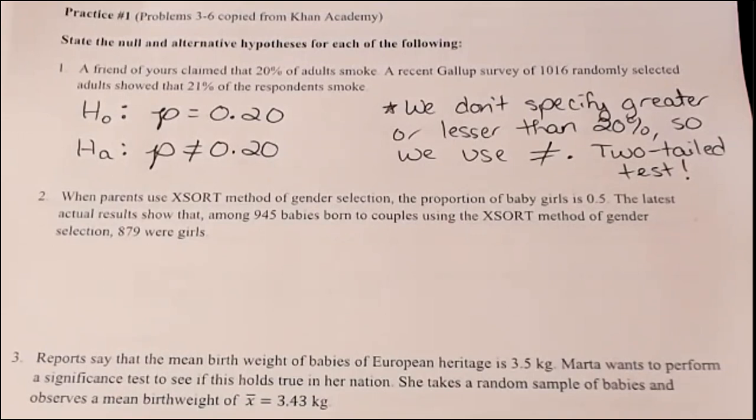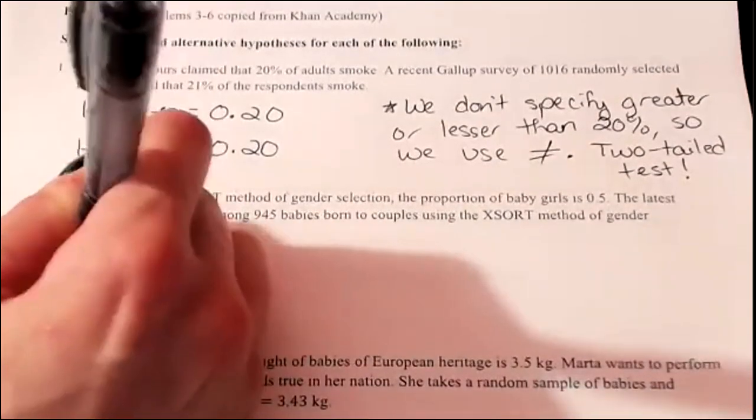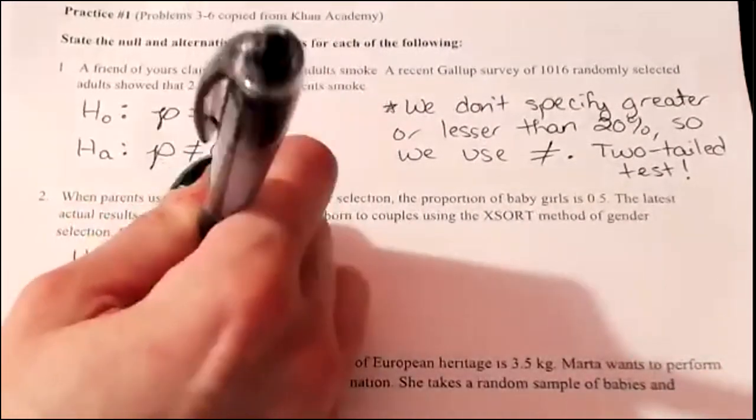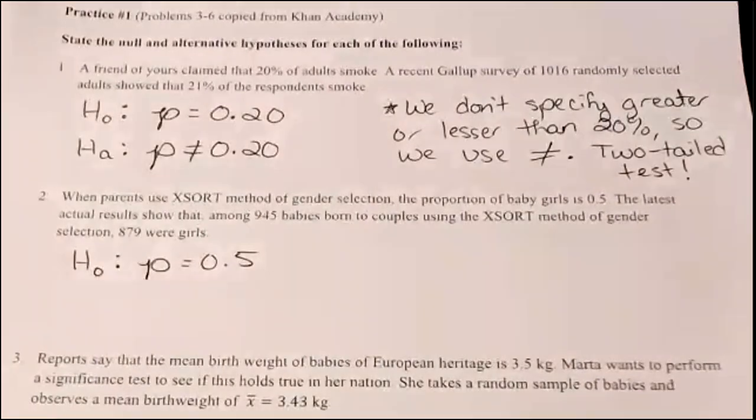Okay, let's think about everything that's being presented to us. We are told that using that method, the proportion of baby girls is 0.5. So the business as usual hypothesis is going to be that the proportion is equal to 0.5, 50%. But look at the actual results. Among 945 babies, 879 were girls.